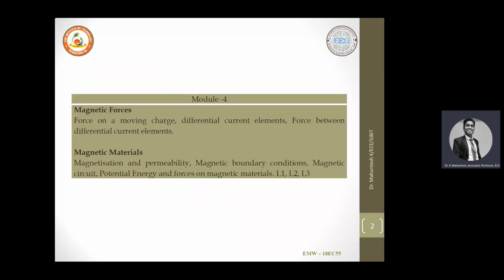In magnetic materials, we are going to study properties like magnetization and permeability. We shall try to understand how the magnetic field will vary with respect to two different types of magnetic materials or mediums, and try to understand what the magnetic field is in terms of normal and tangential components with respect to the boundary conditions, and also magnetic circuit, potential energy, and forces on magnetic materials.